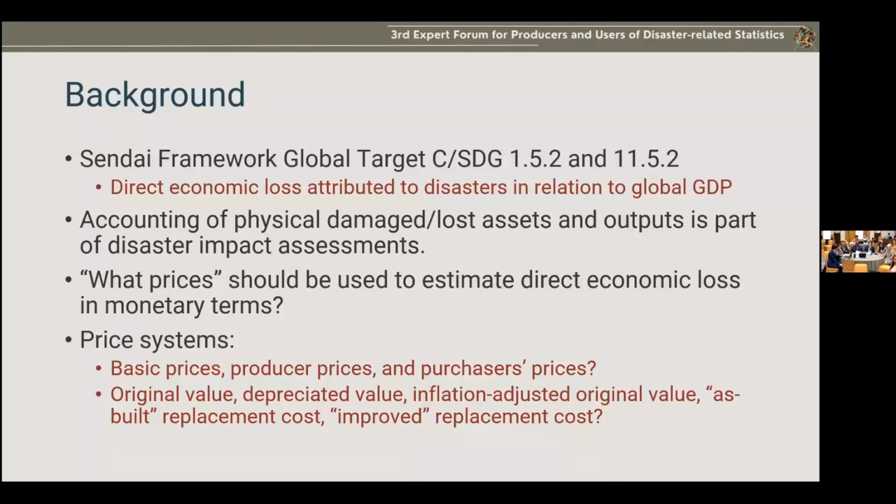If we look at it from the DR community perspective, there are questions. If one house is destroyed, should we value it at the original value, the price of the house that the owner bought? Or should we look at that value in terms of the depreciation over time? Or should we adjust it with inflation? Or maybe we have to look at it as the as-built replacement cost, the cost that would be required to build the house back as close to the pre-disaster condition as possible.